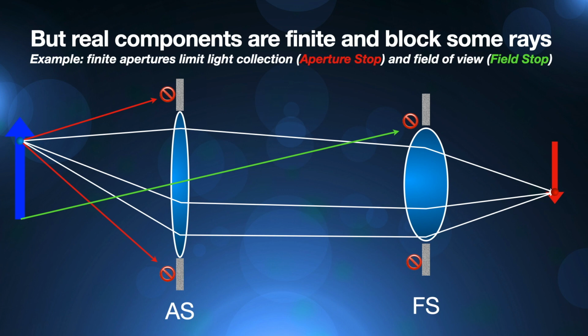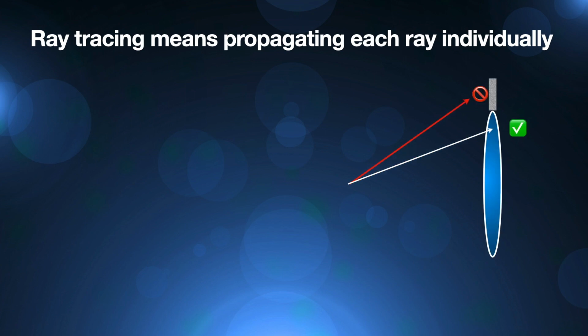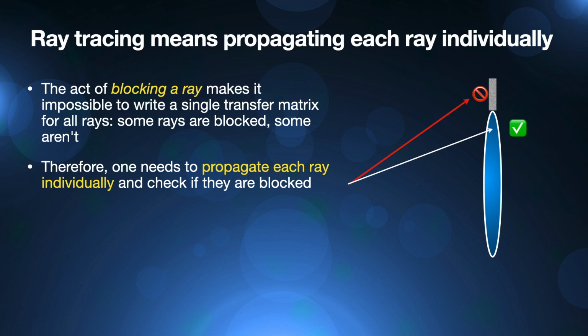We can use the ray matrix formalism even with these finite elements. We just need to propagate each ray individually. If we have a lens, some of the rays will be blocked and some of the rays will go through. The act of blocking a ray by a finite element makes it impossible to write a single transfer matrix for all rays, because some rays are blocked and some rays aren't. Therefore, we need to propagate each ray individually to see whether or not they're blocked.